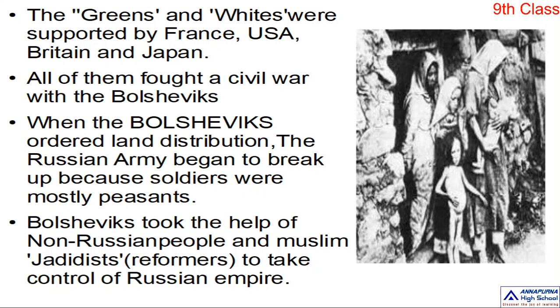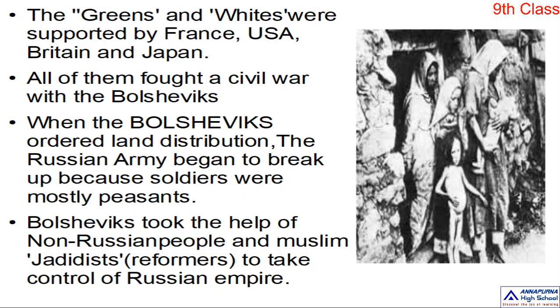When the Bolsheviks ordered land distribution, the Russian army began to break up because the soldiers were mostly peasants. When Lenin came to power after the October Revolution in Russia, he ordered land distribution because the land was once only in the hands of the big landlords.